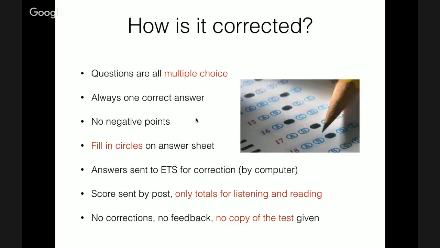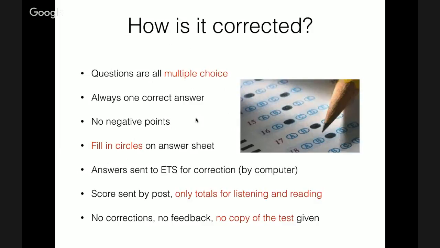So the questions are all multiple choice. The picture that I've put there is an example of what the actual answer paper will look like, except the E, ignore that. But that's what we're going to be doing, filling in circles to answer each question. There's always one correct answer. There's never any ambiguity. There's no doubt. One answer is correct, and that's it.